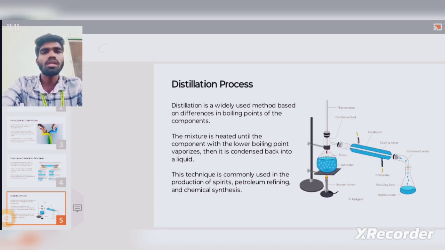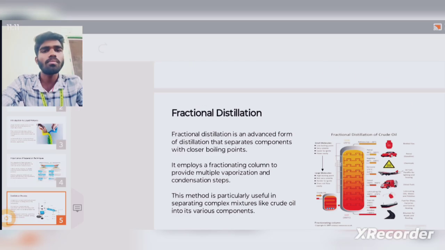Distillation process. Distillation is a widely used method based on differences in boiling points of the components. The mixture is heated until the component with the lower boiling point vaporizes, then it is condensed back into a liquid by the condensation process. This technique is commonly used in the production of spirits, petroleum refining and chemical substances. Now we can see the distillation process in the whole diagram.